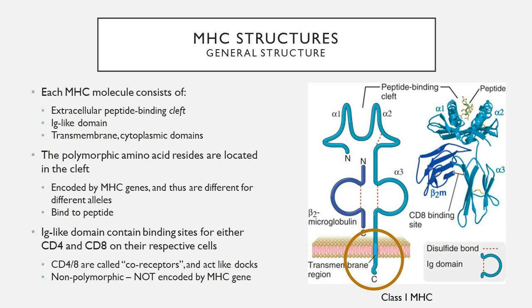Now, going back to the structure, the Ig-like domains contain special binding sites or docking areas that help bind to the T cell. And for that reason, they're sometimes called co-receptors. They again act like docks.